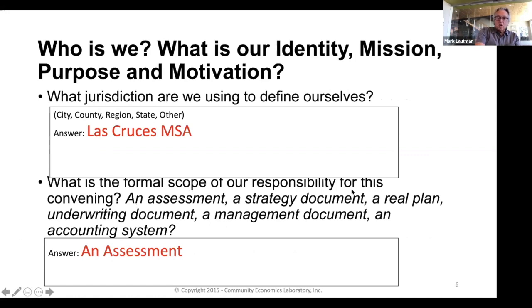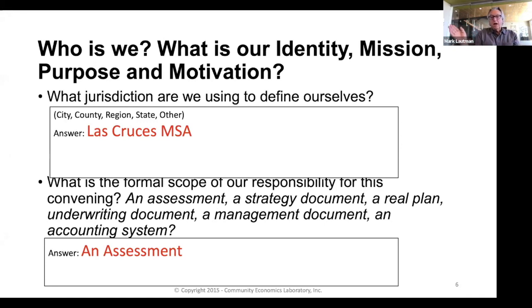So what's the formal scope and responsibility for this convening? An assessment. It could end up becoming a strategy document, and eventually it could become a plan that you use as an underwriting document. But when this scope changes, the definition of what you produce changes. And you don't want people to get confused.